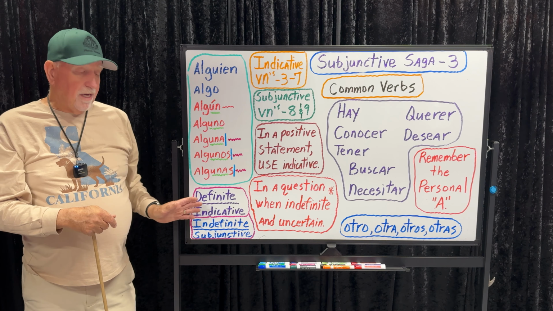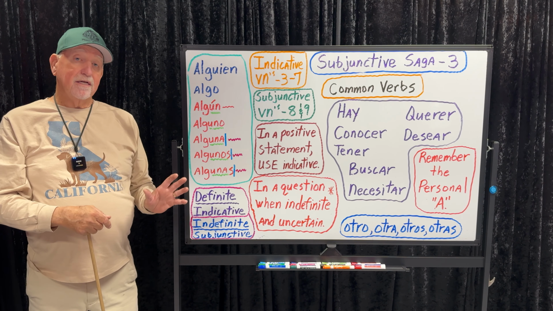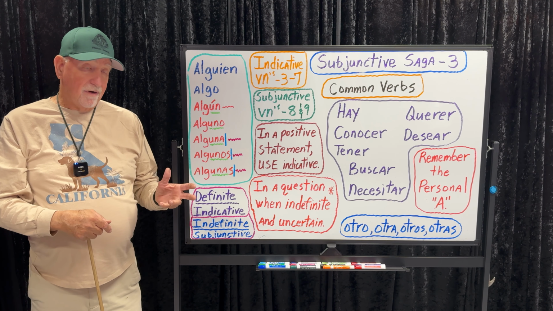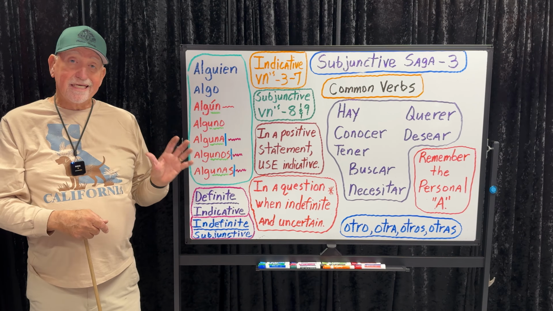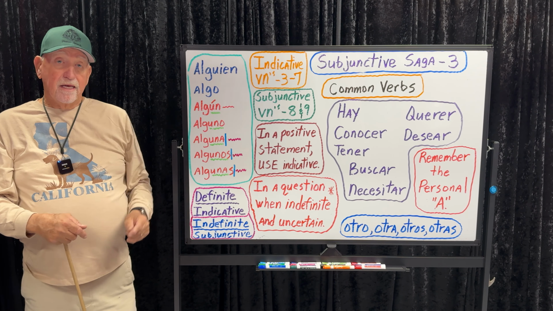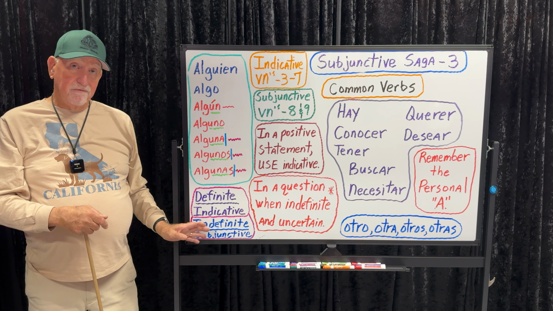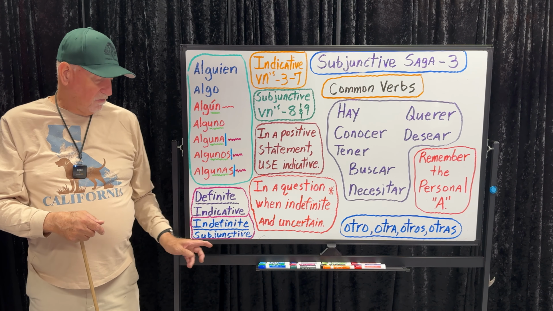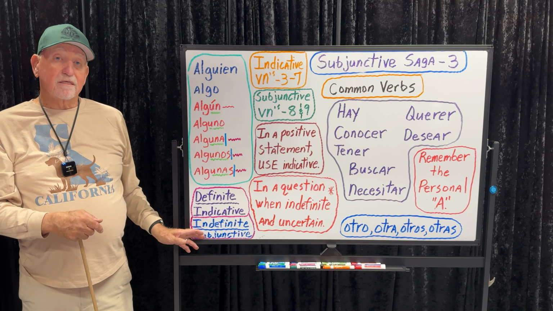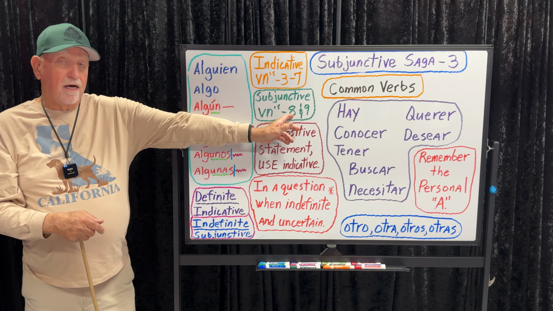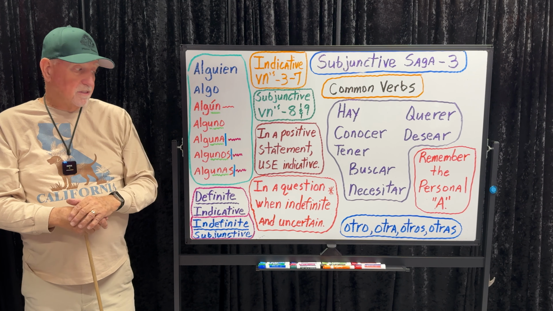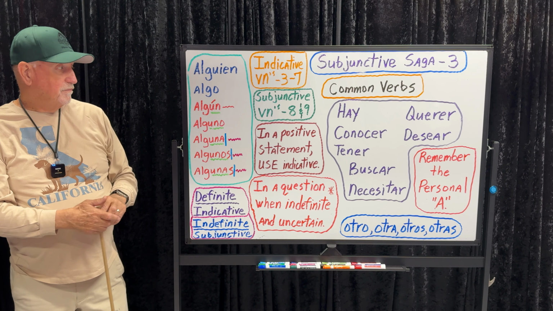Now, describe something that's definite, something that exists, right? Something that's certain. You're going to go indicative with the present tense. But we're going to find out after that que, if you're describing something that's indefinite or uncertain, you're going to go with the subjunctive, verb number 8, opposite vowel. So let's take a look and see how that plays out.